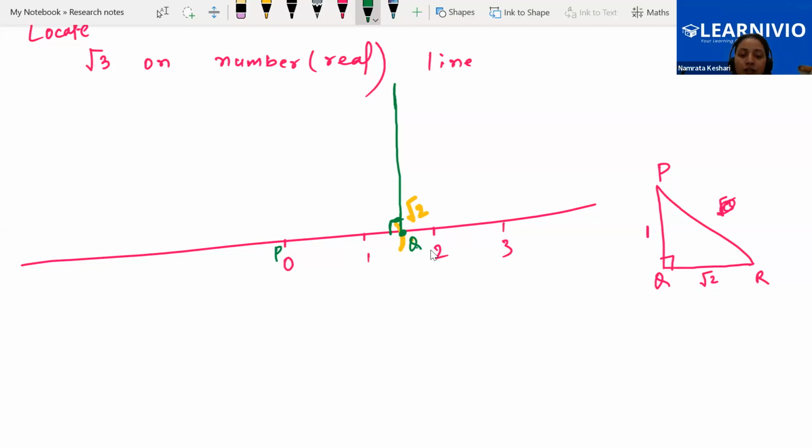Are you done? Yes, ma'am. Okay, this perpendicular which you have dropped over here has to be 1 centimeter. So please make it 1 centimeter by using your compass, or directly measure 1 centimeter over here and mark it as point, maybe R.